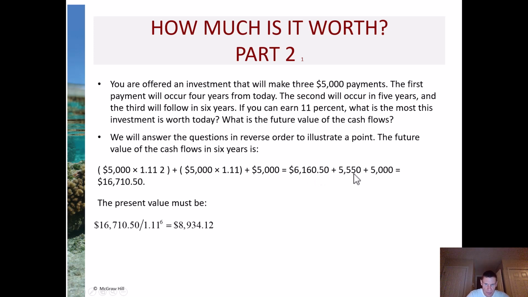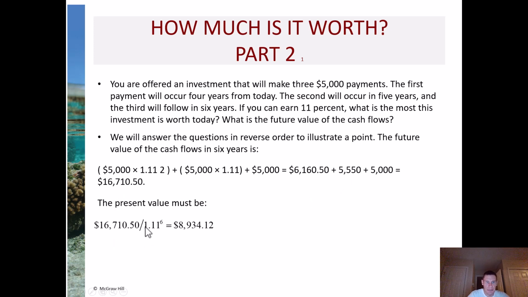Then we add the 5,550. Then we add the 5,000. Again, think about that last 5,000. There's no compounding on that because it's at the end of the period. It doesn't have time to compound. Think about it like you're adding it on the last day. So then 16,710.50 is the future value.